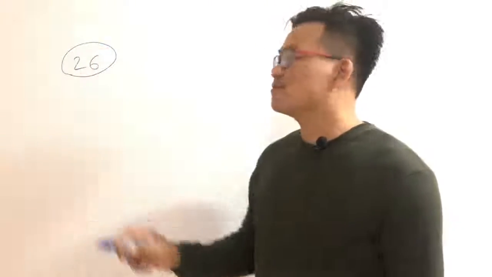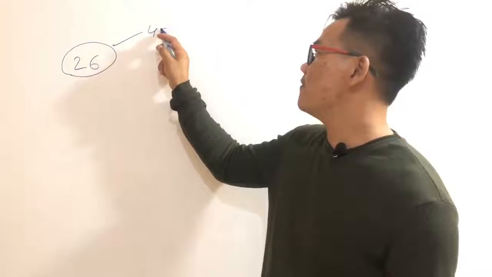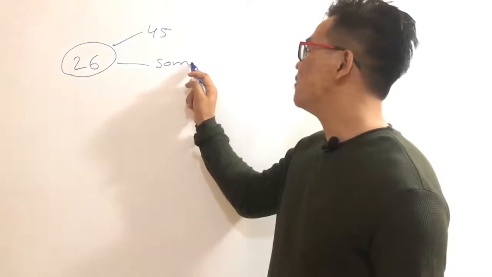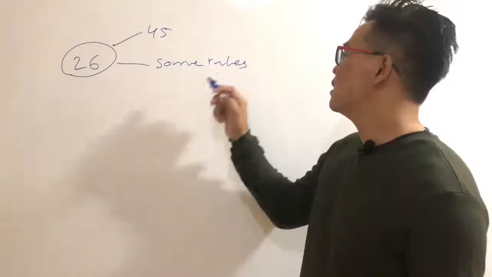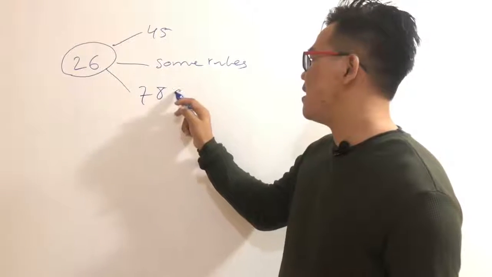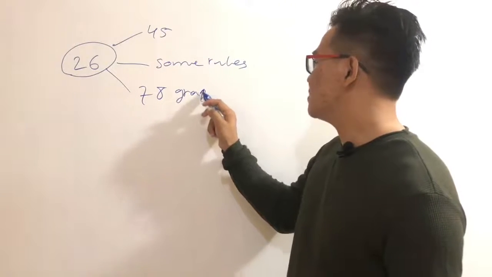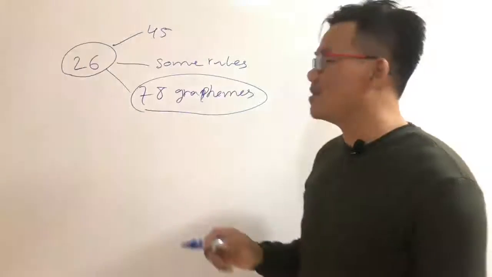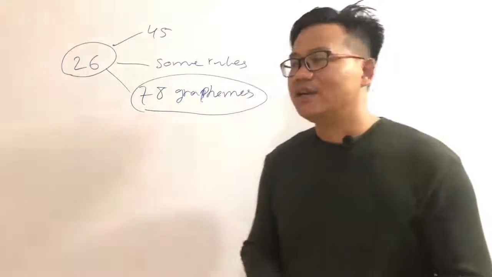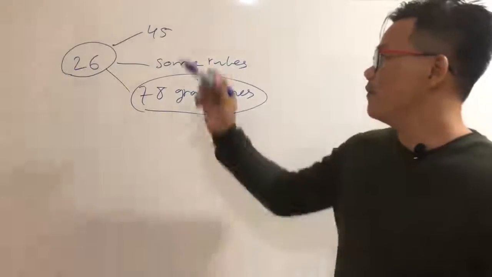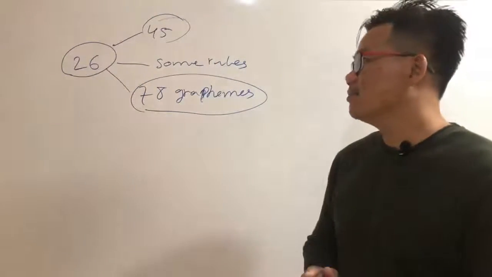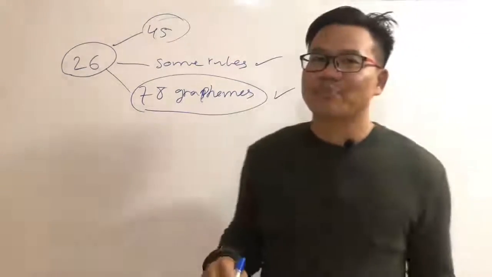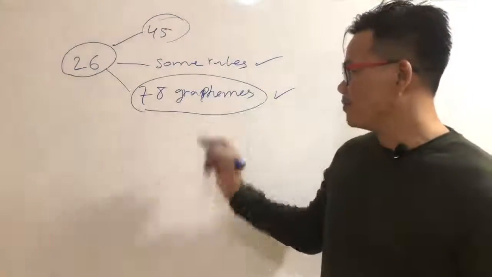In order to have a strong foundation, you have to know 45 sounds of English, and you have to know some rules. And you have to know at least 78 graphemes. If you are not sure what a grapheme is, then I will explain a little bit later. So 45 sounds you have to understand, plus some rules, and also at least 78 graphemes.